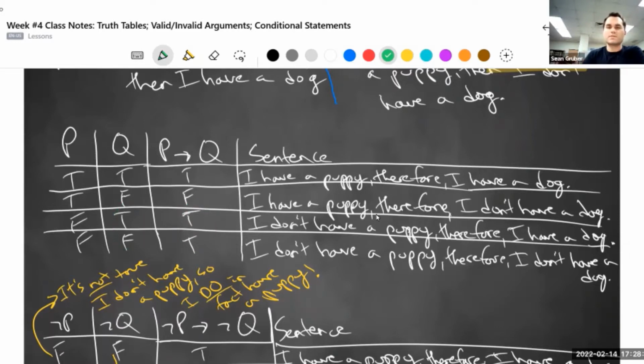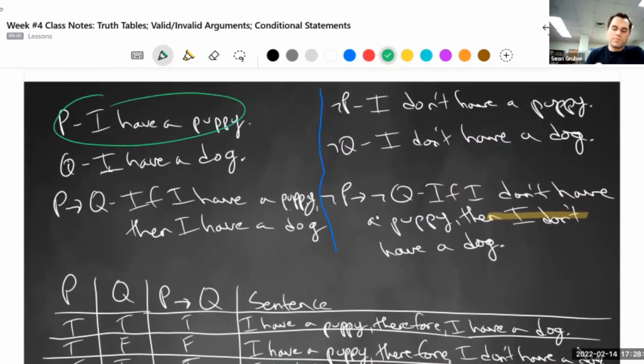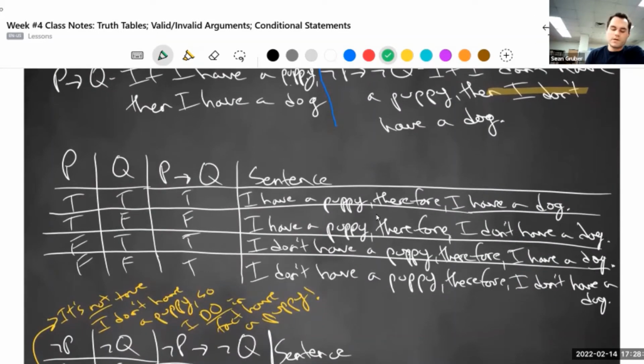Here's another way to make sense of that, covering the question about what this looks like in sentence format. Let's look at this row again. If I say P is true and Q is true, what is P and Q? P is I have a puppy, Q is I have a dog. If both of those are true, and I'm looking at this row here for P implies Q, then that means I have a puppy, therefore I have a dog, right? That's what this row means here, okay?